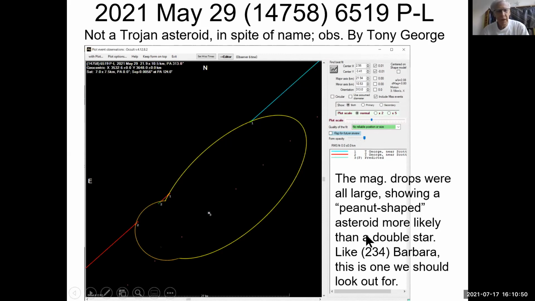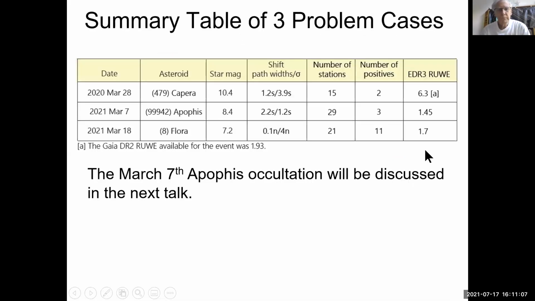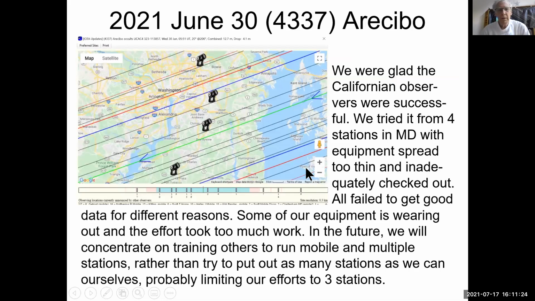The magnitude drops in both cases were very large, showing, like the Arecibo analysis, that I think a double star explanation is less likely than the peanut-shaped asteroid. But anyway, this just shows the summary of the three problem cases that I discussed in the JOA article. It's discussed there, so I won't talk about it. It just gives the RUWE value. So you have to be careful.